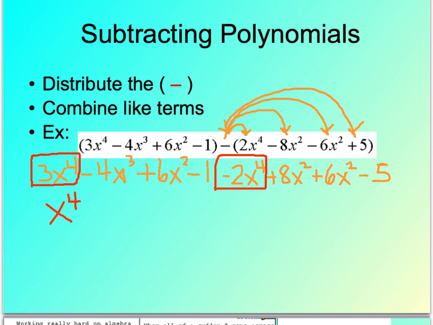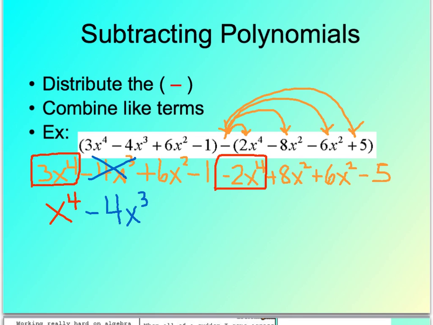Remember, you don't have to write the 1. My next highest exponent is the negative 4x to the 3rd, and I notice that no other term has an exponent of 3. So that term is just going to be written next with nothing to combine it with, and I'm going to cross it out because I used it.